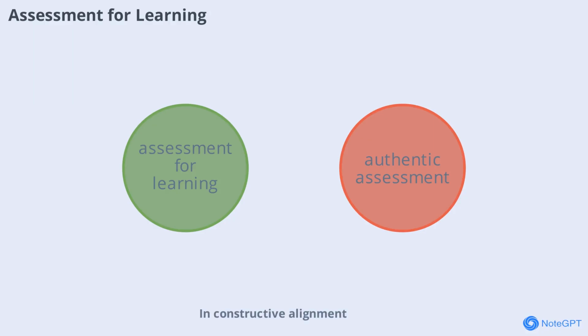In constructive alignment, assessment isn't just a final check, it's a learning experience in itself. Authentic assessments mirror real-world tasks and encourage students to engage deeply with the material. This approach, known as assessment for learning, helps students see the value in what they're doing and prepares them for future challenges. When assessments are aligned with outcomes and activities, students know exactly what's expected and how to succeed.